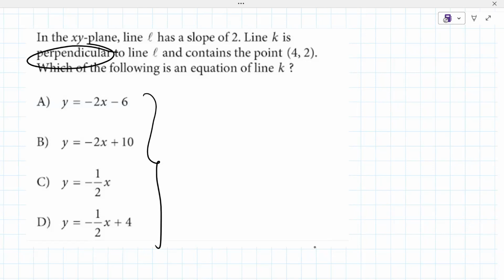C and D. C and D, yeah. Now, it has to go through the point 4 comma 2, which means you're going to try it in one or the other. If it works, you've got the answer. If it doesn't work, well, assuming you didn't make a mistake, that means it's the other. It doesn't matter to me which one you tried, but you're going to try this point in one or the other and see which one it works or doesn't work in.